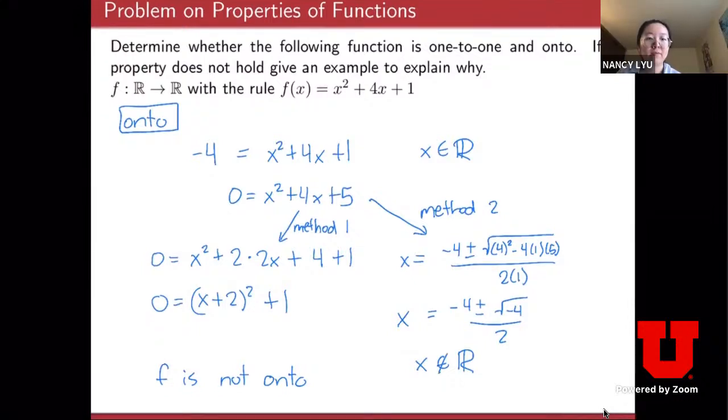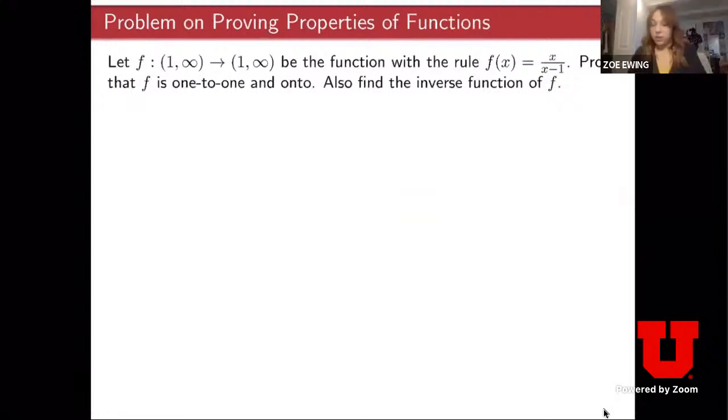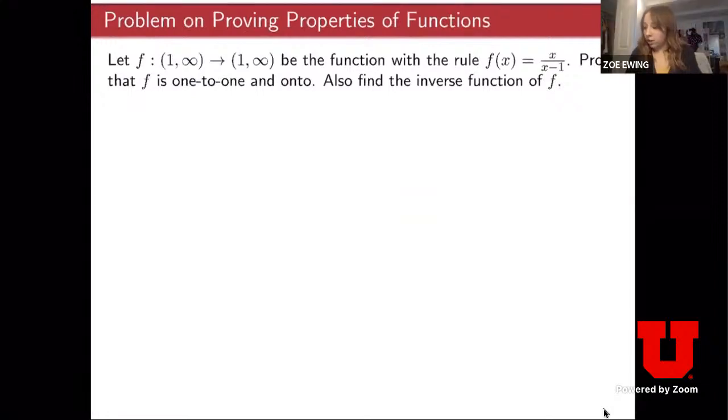All right. Okay, so now we have a function and we're told to prove that f is 1-to-1 and onto, so we're kind of given that it is and we just want to prove it, and then find the inverse function of f. So I'm just going to work through this one right now so that we still have time to do the counting problem at the end. So let's get started on this one.